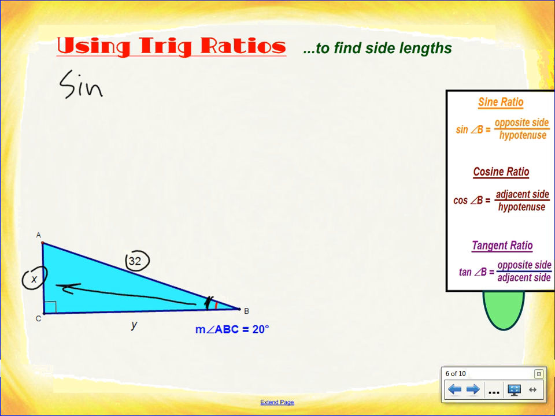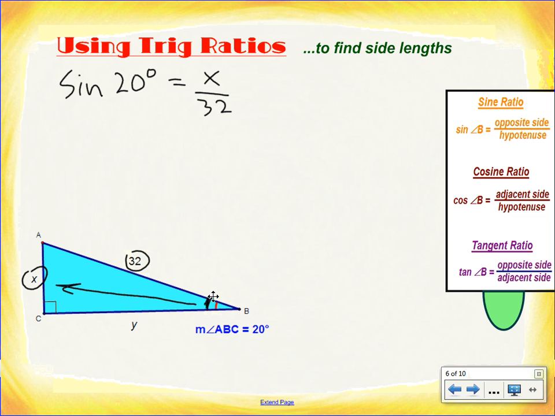So I want to set up the sine of my angle, which is angle B, but I know the measurement. So I'm going to say the sine of 20 degrees, because I know angle B is 20. So the sine of 20 degrees equals the opposite side, x, over the hypotenuse, 32. Now I've got that equation set up. Now it looks like I have two unknowns. I have x and I have sine of 20. But while I don't know sine of 20 off the top of my head, and I'm guessing you probably don't, guess what does? Our handy-dandy trig chart.